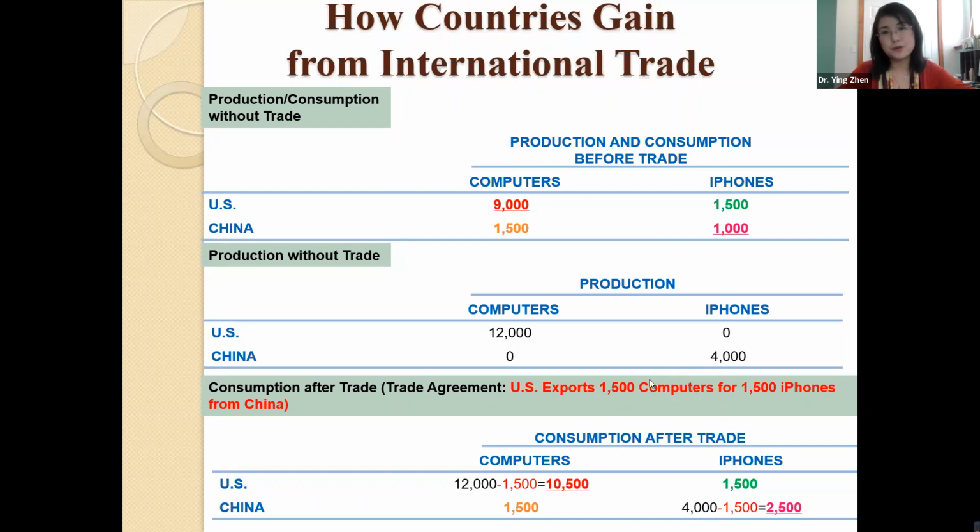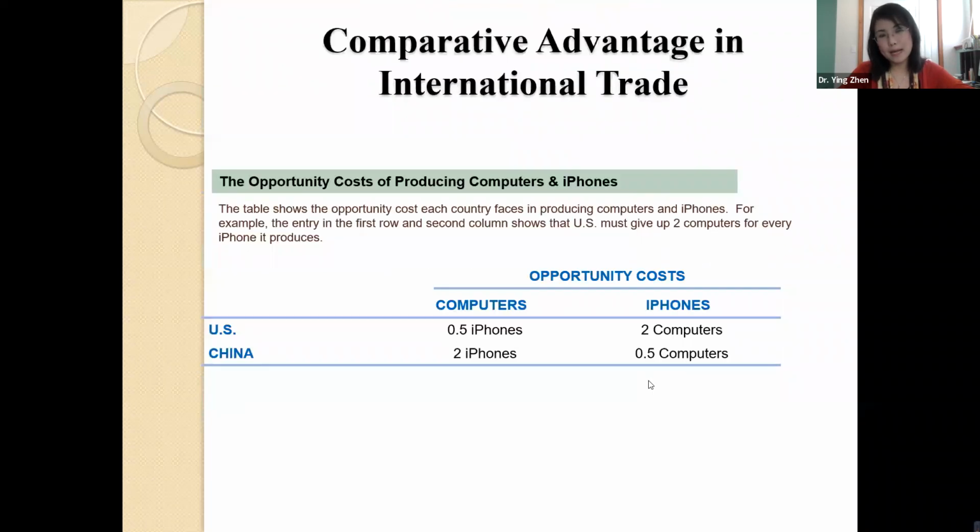And this happens to work because this will make both countries be willing to trade. So 1,500 over 1,500 is equal to 1. 1 is between 0.5 and 2. Yeah, 1 is between 0.5 and 2.